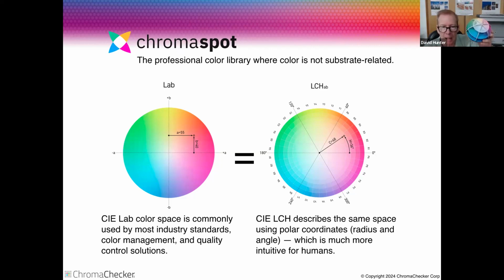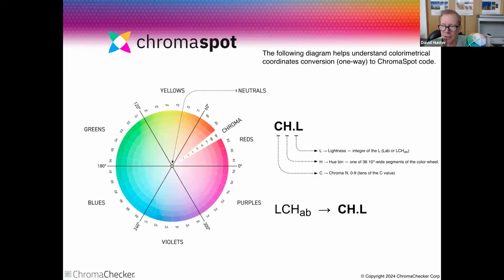So if you understand these basic concepts, then you'll understand the naming convention of ChromaSpot. Essentially what we've done is broken up the hue wheel into the greens, the blues, the violets, the reds, the yellows. In the greens, it ranges from G1 to G6, so G1 is more on the yellow side and G6 is more on the blue side. And then the blues range from B1 through B6. So each of these colors is slotted with numbers.